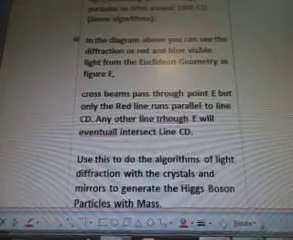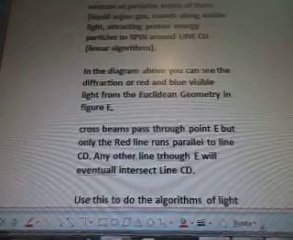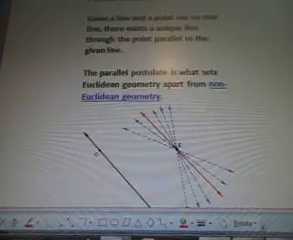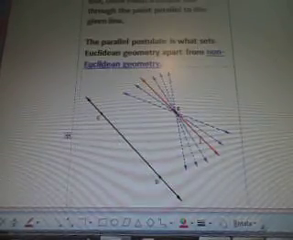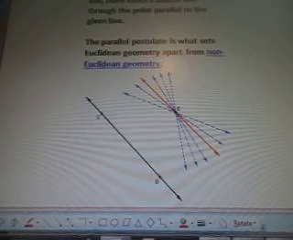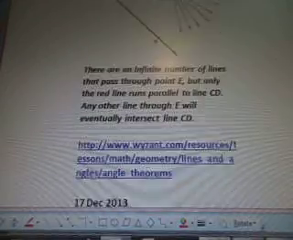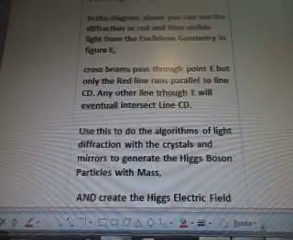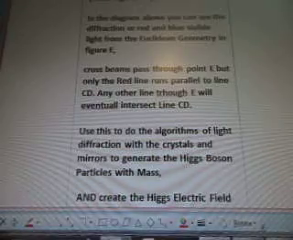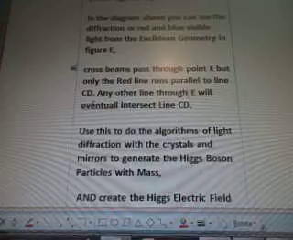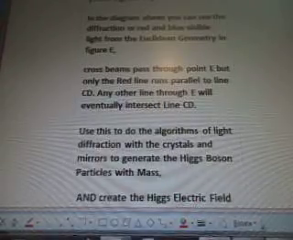Okay. So in the diagram above, you can see the diffraction of red and blue visible light from the Euclidean geometry in Figure E. So when I look at this, I see red visible light and blue visible light. And we talked about that earlier in line 22. There's a whole set of formulas how to create this idea. Okay, cross beams pass through point E, but only the red line runs parallel to line CD. Any other line through E will eventually intersect line CD.